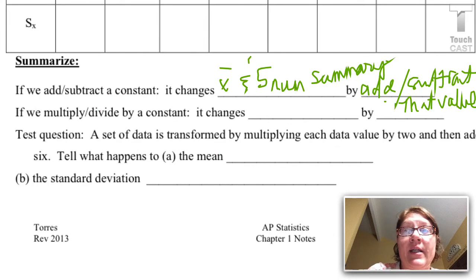But adding or subtracting does not change the range or the IQR or the standard deviation. And keep in mind that those 3 measures are how we measure variability or spread. So when I add 5, it doesn't change any of the spread. When I subtract 4, it doesn't change any of the spread values.